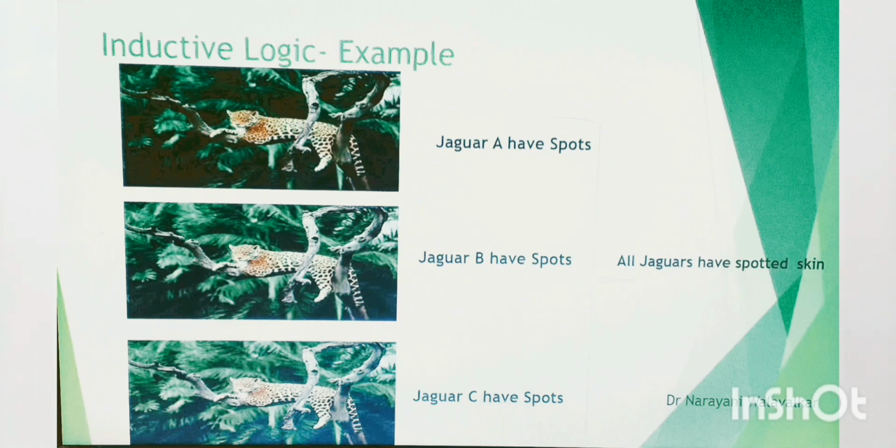Here is another example. You have Jaguar A in front of you, and Jaguar B and C. When you have seen all 3 jaguars, you understand that jaguars have spots on their skin, and your conclusion is that the jaguar animal has spots on its skin. Very simple, right? So this is inductive logic, where you are generalizing a concept and coming to a general conclusion.